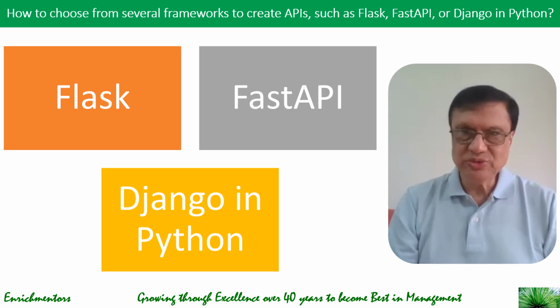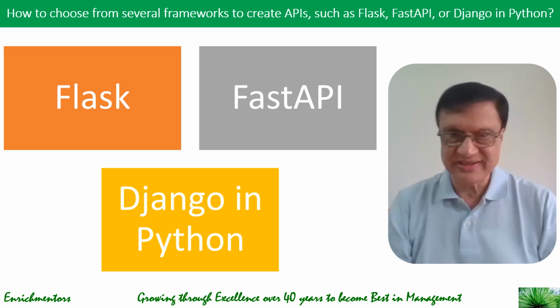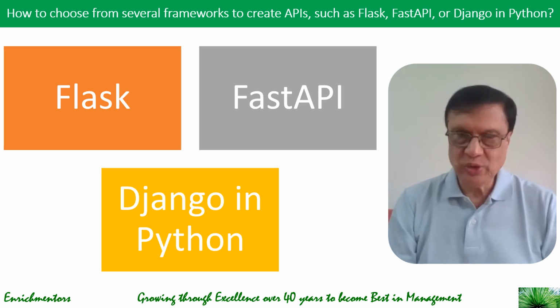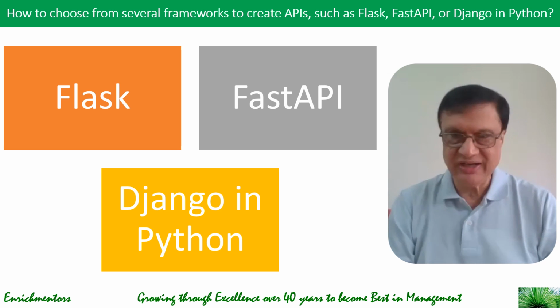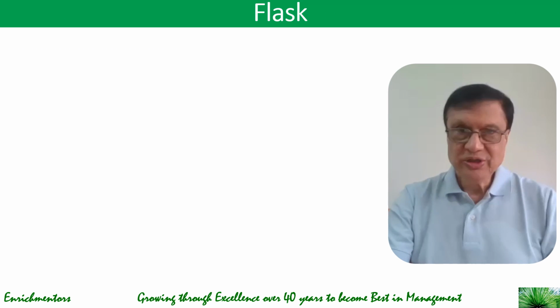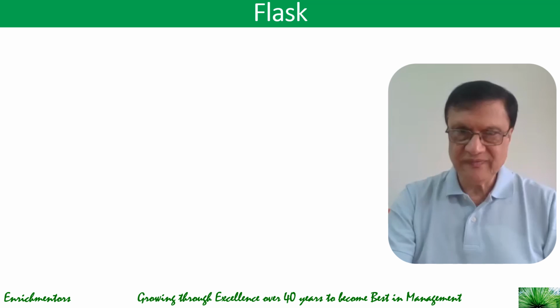Now, when it comes to creating APIs in Python, several frameworks are available, each with its own strengths and weaknesses. And as we are seeing here, Flask, FastAPI, and Django are the most commonly used ones. How can you choose? Let's take a look at how you can go about choosing the right framework based on your requirements. First, we will look at the pros and cons of using Flask.